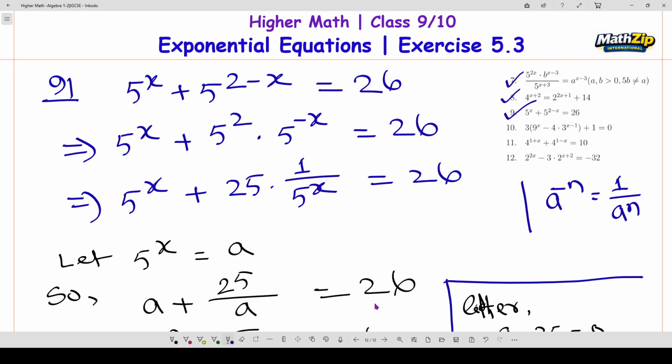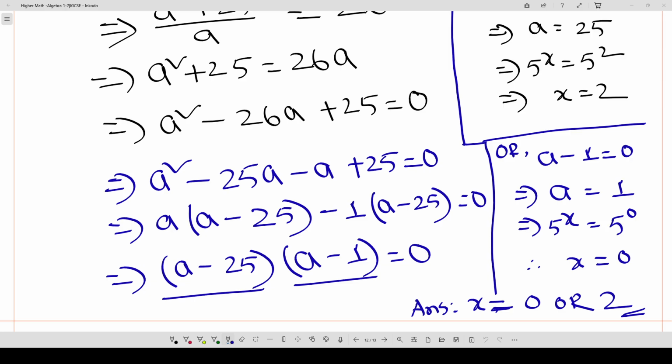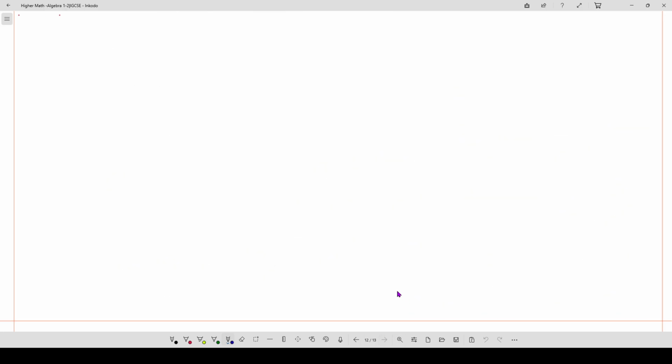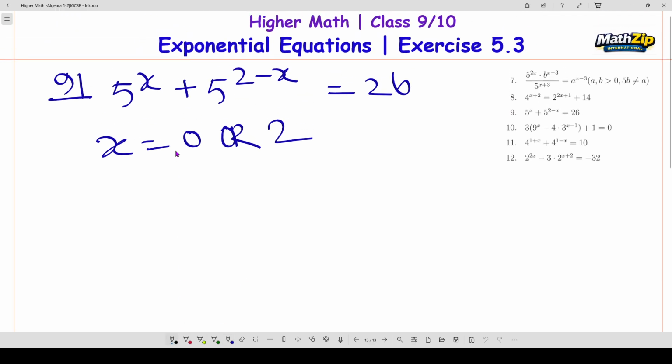Now if you want, you can verify which one is exactly correct. So we try to verify our answer. We get two answers, so we need to verify something. So x equals 0 or 2, which one is exactly accurate? So verify the left hand side.